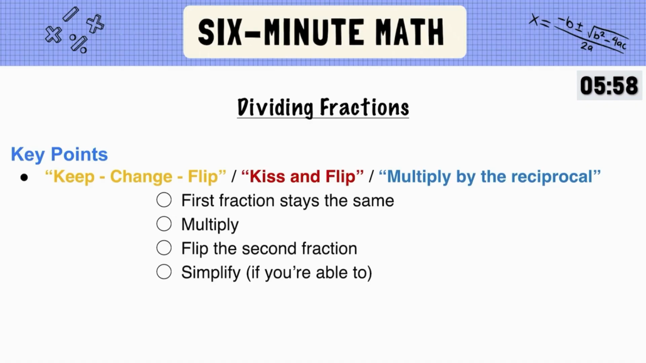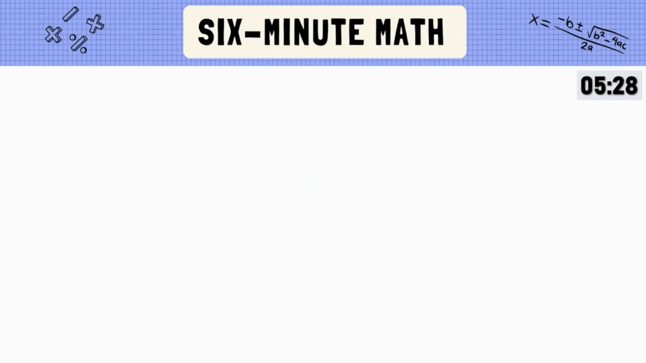Our key points when we are dividing fractions is to do one of three phrases. We can keep, change, flip, kiss and flip, or multiply by the reciprocal. All phrases follow the same process, which is our first fraction stays the same. We will change our division sign to a multiplication sign. We're going to flip the second fraction and then simplify if you're able to. So let's see some examples.